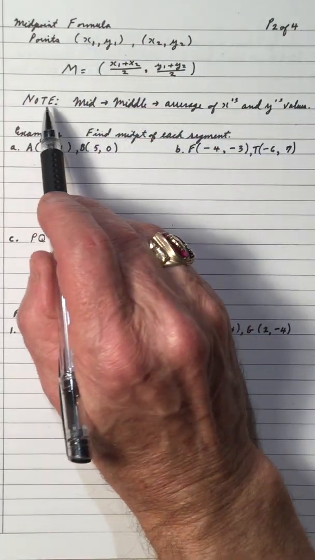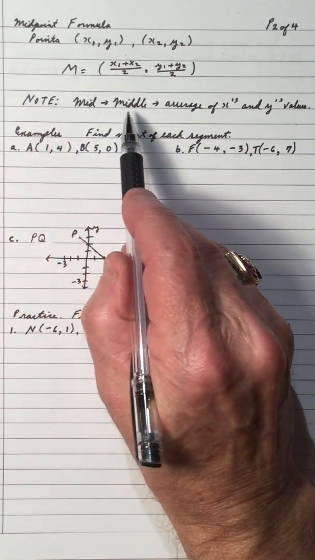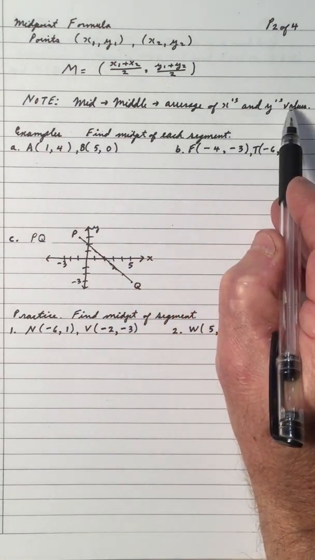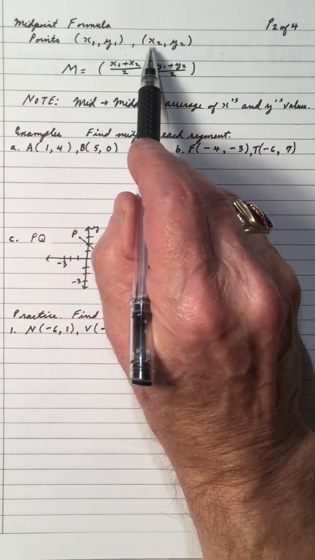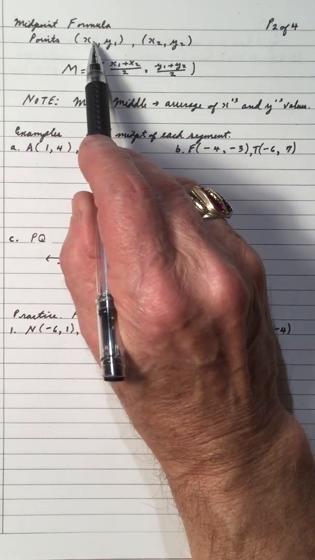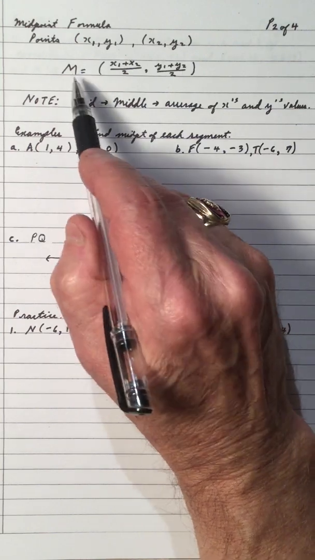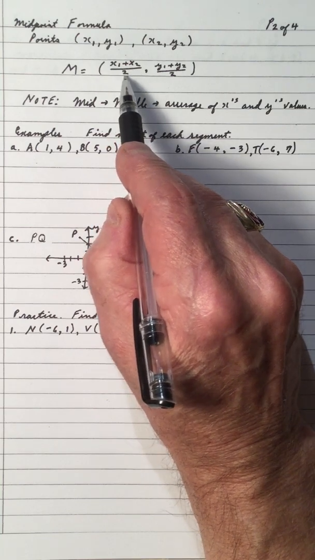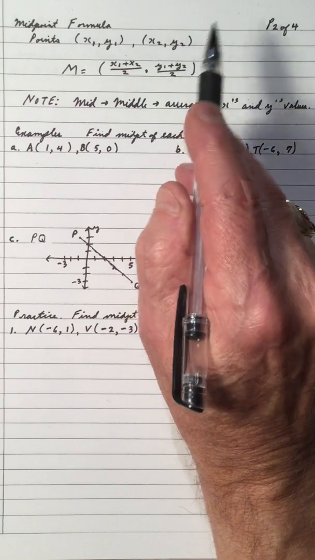And I just want to mention the note that I have here. Midpoint formula: mid means middle, and the middle is the average of the x and the y values. So if we have two points, x1, y1 and x2, y2, this is the first point, that's the second, then big M stands for mid. Then you add up the x's over 2, comma, add up the y's, and divide by 2.